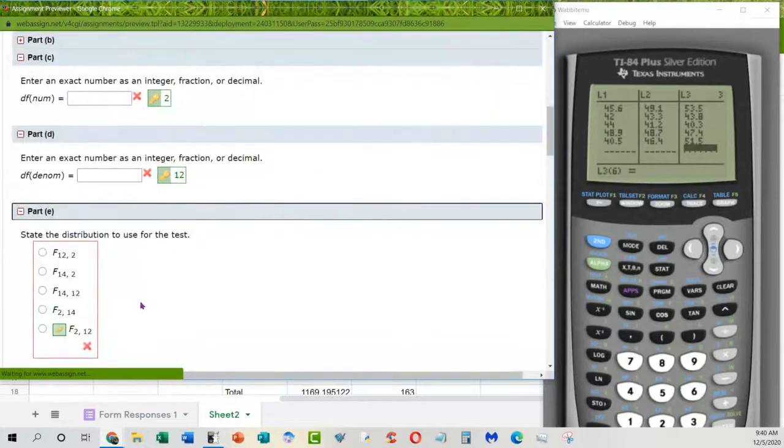And then what is the distribution? Well, it's an F distribution. ANOVA uses F because, you know, ANOVA is fun. I guess because they couldn't call it Fun Nova, that would be a different thing. No Fun Novas. So it's the F statistic and then the numerator and the denominator. So you just have to go, okay, 2 and 12. They have a bunch of wrong ones, and here's the 2 and 12.